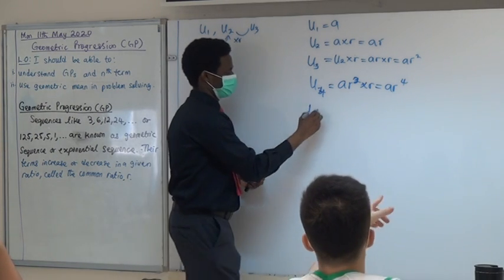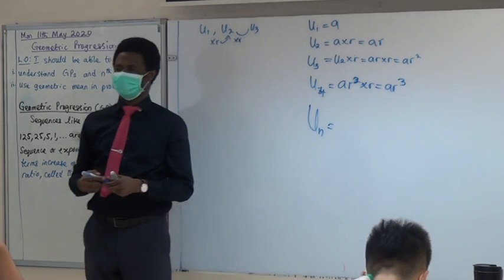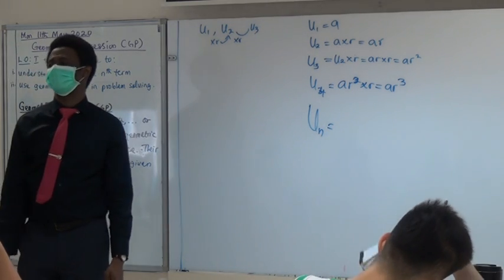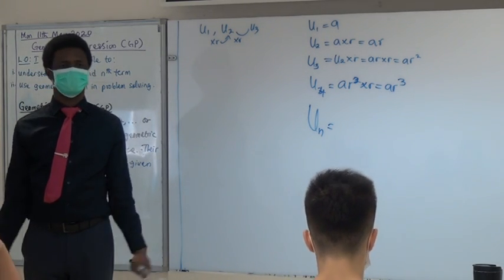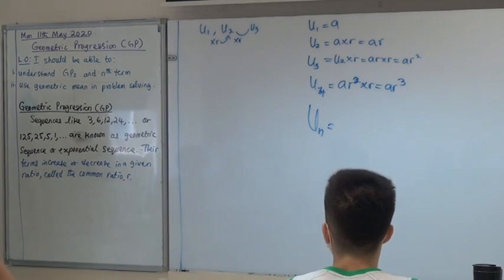Can somebody guess what is Un? AR to the power 3, my bad. Can someone guess what is Un? AR to the n minus 1. And that is the nth term of the GP. It's easy. Okay? So I'm going to write this quickly here.